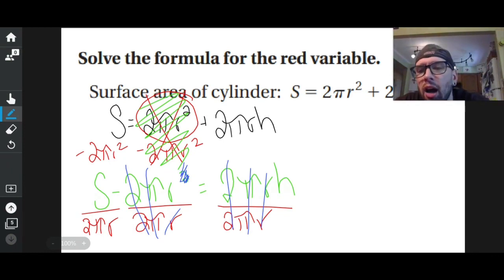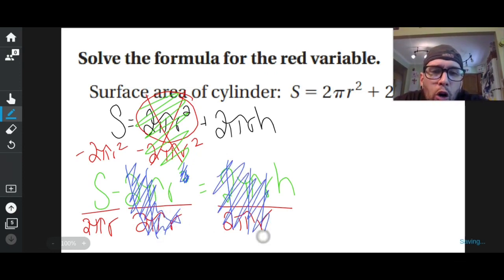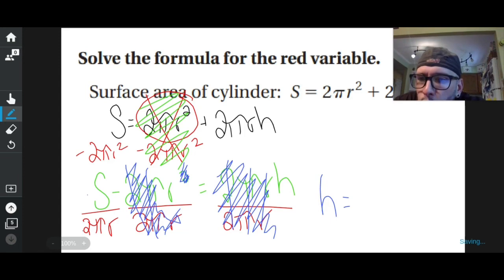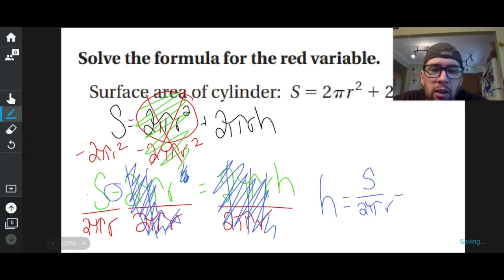So why don't I clean all of this mess up? And while I clean all of this mess up, I'm going to put h all by itself on the left. So here's h all by itself on the left. I have S over 2 pi r, so S over 2 pi r, minus r.